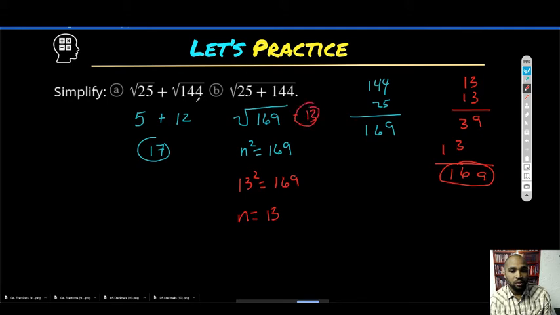So is my answer the same? No. So be careful not to just assume that, oh, I can just add 25 and 144 and square root that. It does matter how it's presented.